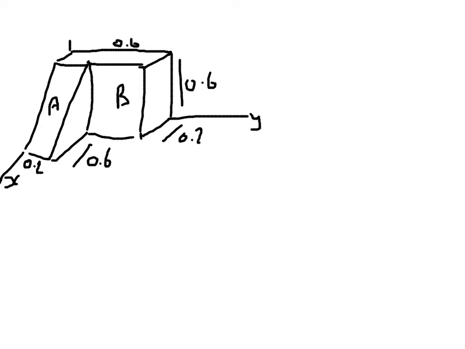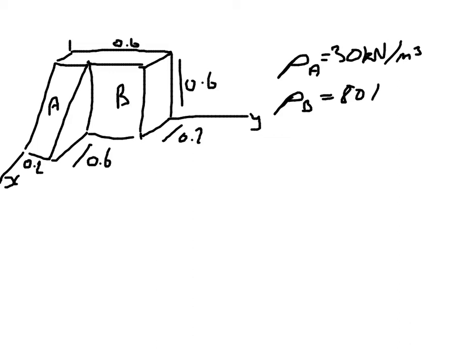So this is the final group problem solving exercise that begins on slide 29. You've also been given the density in kilonewtons per metre cubed. So the density of block A is 30 kilonewtons per metre cubed, and the density of block B is 80 kilonewtons per metre cubed. And just to point out that this side here is block B, all the way along the back here is all block B. So block A is only at the front.